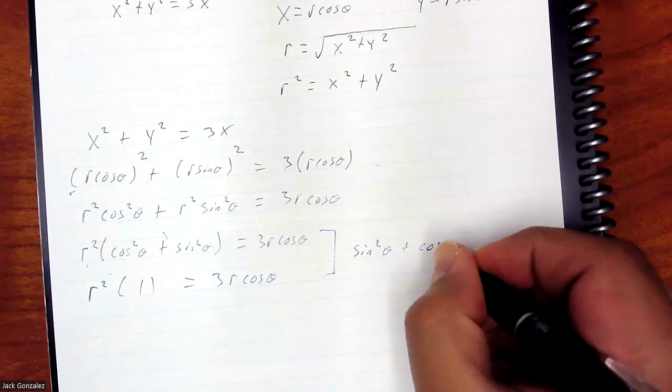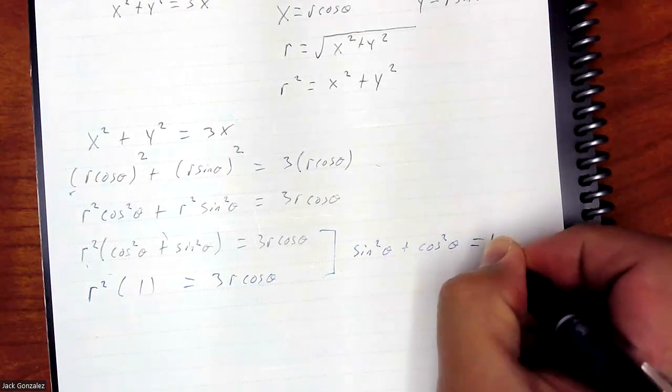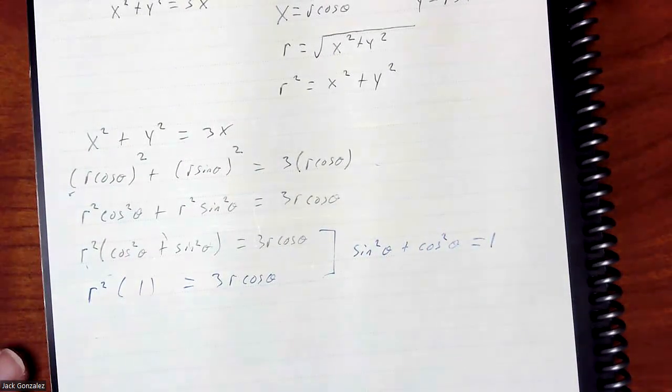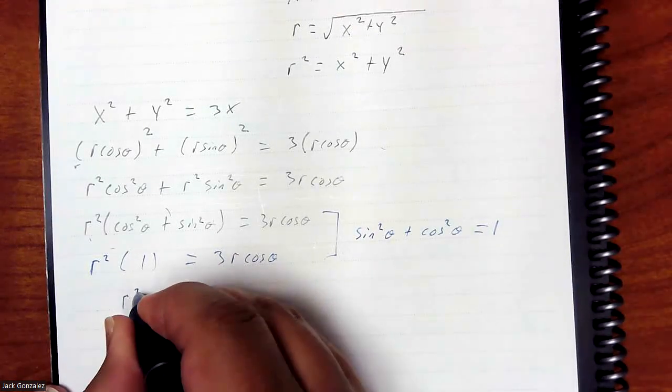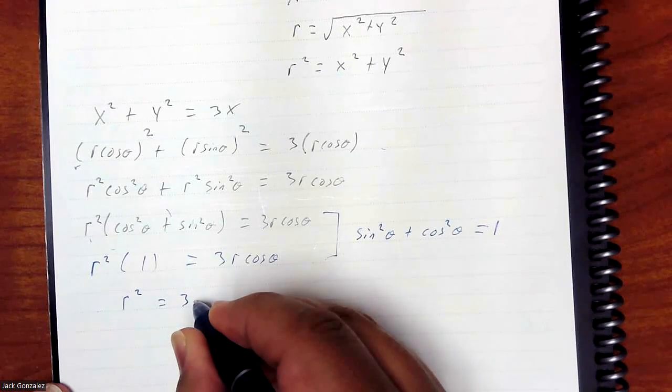We know this is true. So at this point, it's pretty much done. And I'll give you majority points if you get to here, right? But usually you want to solve for R.